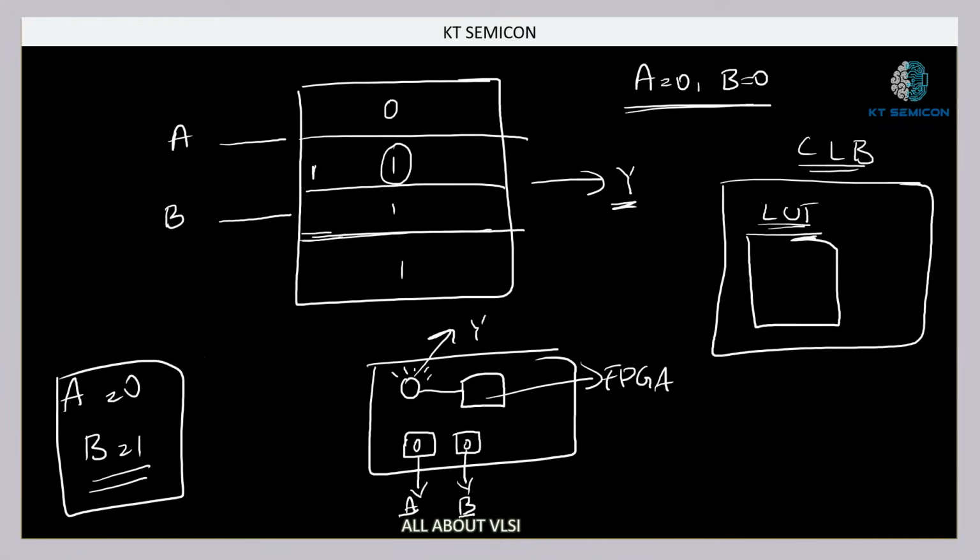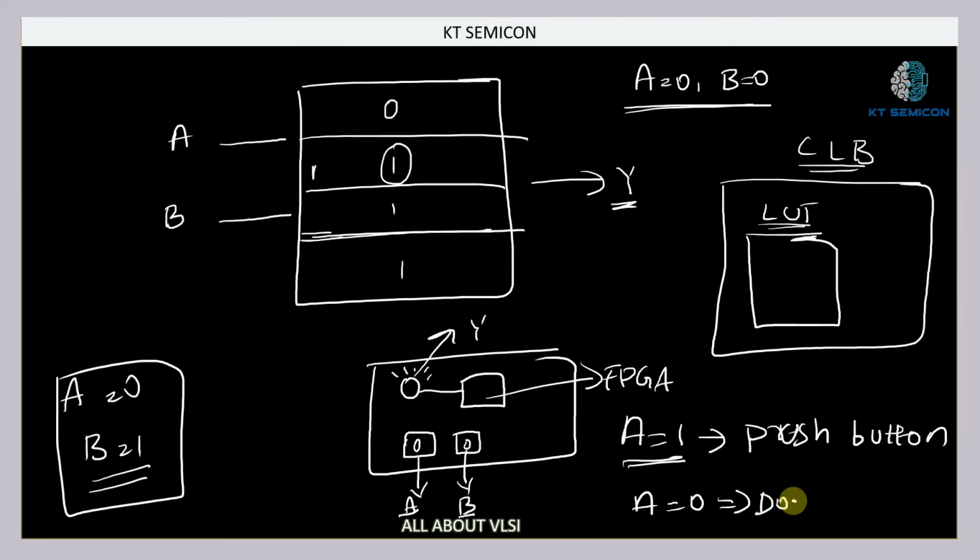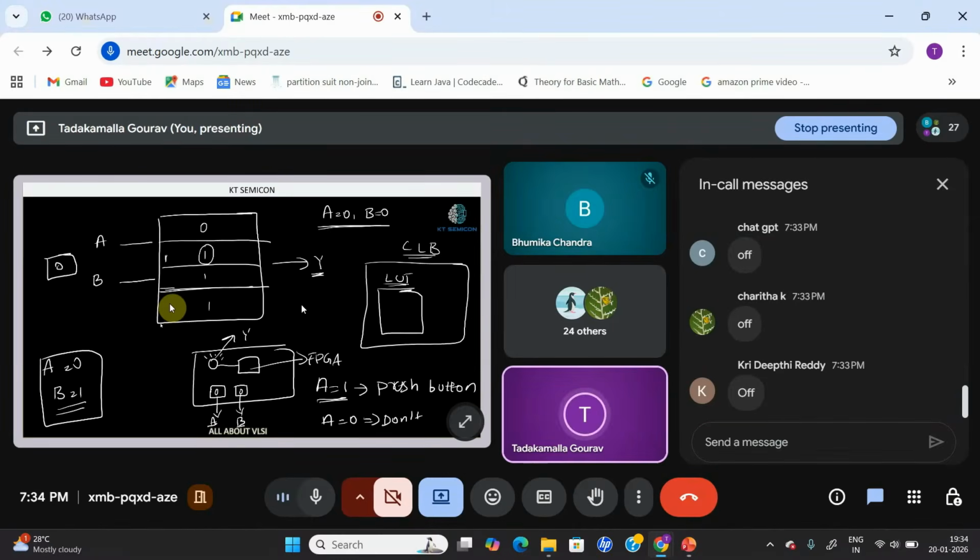I think someone will have this particular doubt also. If you want to provide A is equal to 1, then you push the button. And if you want to provide A is equal to 0, don't push the button. Are you all aware of this button, right? Push button. Yes or no? Yeah. So if you want to provide the value of A as 1, you push the button, and if you don't want to provide 1, you are not going to push it.